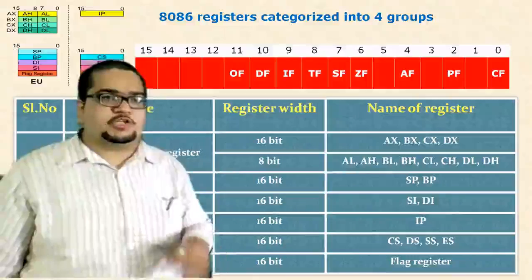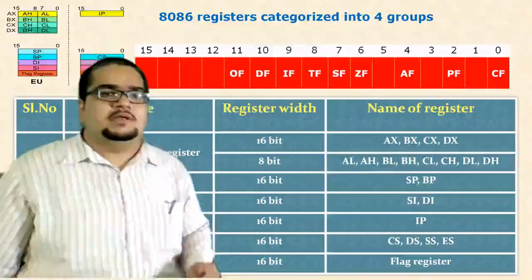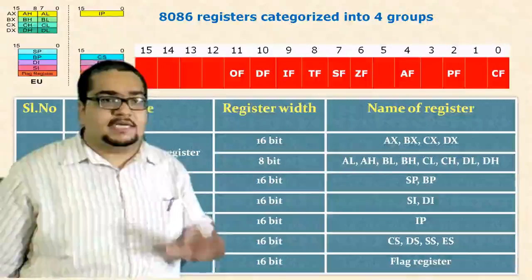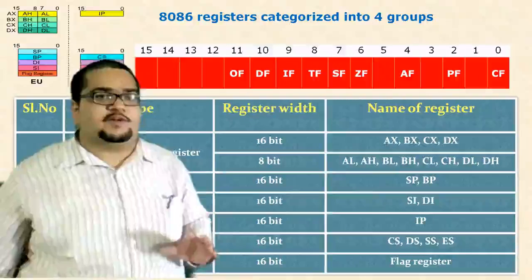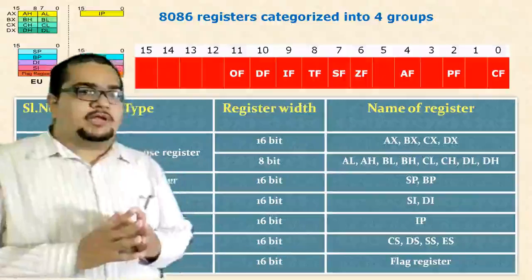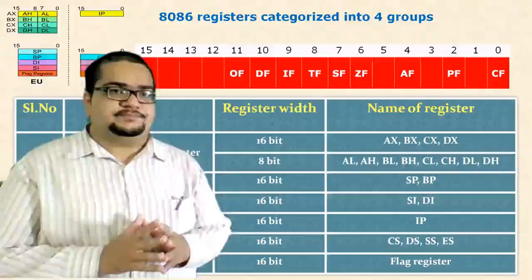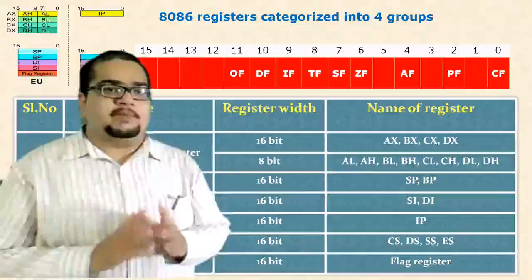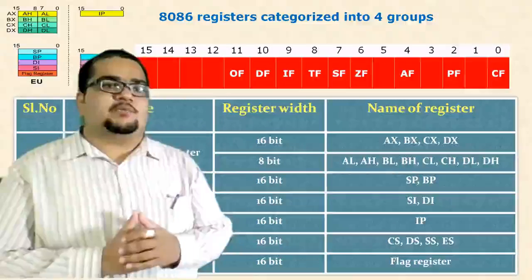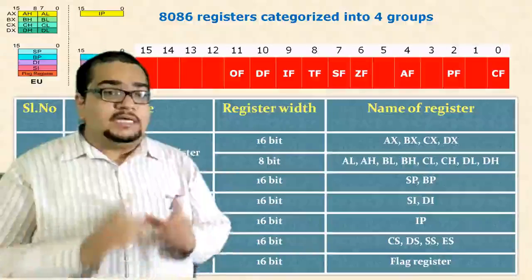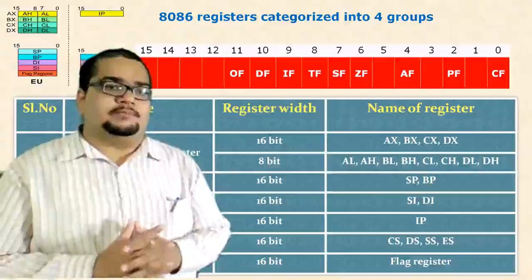Even though the instruction pointer is also a pointer register, we name it separately because it does a job which is different from the others. The other pointer registers, SP and BP, are used for holding the offset address of data of the program, whereas the instruction pointer holds the offset address of the instructions of the program.